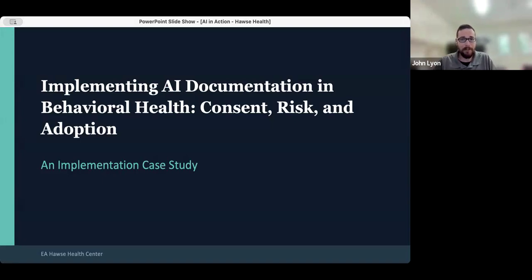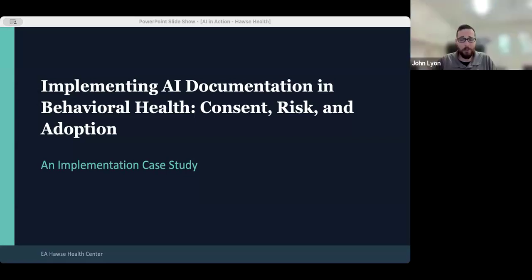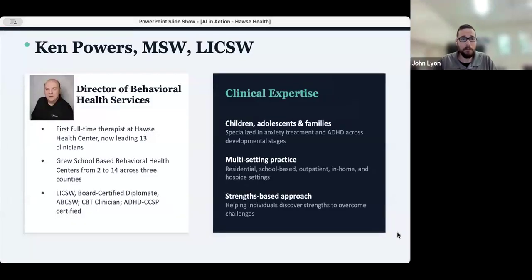Today we're going to talk about implementing AI documentation in behavioral health. I'm going to try my best to not make this a sales pitch for AI, and it's definitely not going to be an advocacy for AI to replace anything clinical. This is just an implementation case study from a rural FQHC: what problem we were trying to solve, how we approached consent and risk, what clinicians were worried about, what improved, and what's still requiring governance.